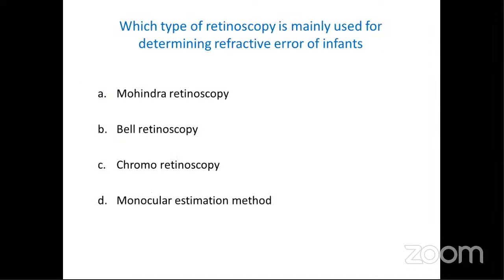Which type of retinoscopy is mainly used for determining the refractive error of the infants? Bell retinoscopy, chromoretinoscopy, monocular estimation method? First of all, you have to look at the infants. So the answer will be Mohindra retinoscopy. What is Mohindra retinoscopy? It's very easy. It's in a dark room, all the lights are switched off, and you are slowly moving the retinoscope towards the patient. The pupils are dilated, and you will do retinoscopy. That is known as the Mohindra retinoscopy.